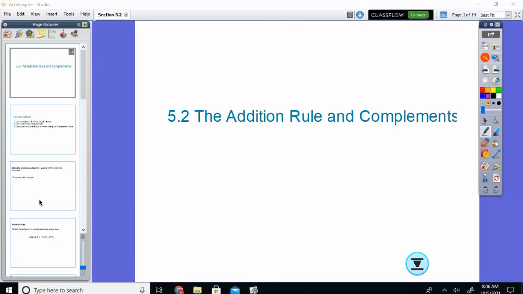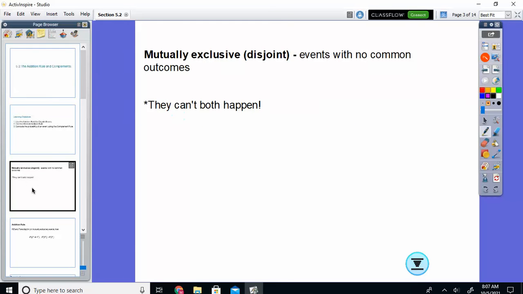Now, if I said the probability that you are sitting in my classroom right now and eating breakfast, are those mutually exclusive? Can you be in my classroom and be eating breakfast at the same time? Yes. So those are not mutually exclusive. So mutually exclusive, they have no common outcomes. They cannot both happen at once. Another word for that is disjoint.